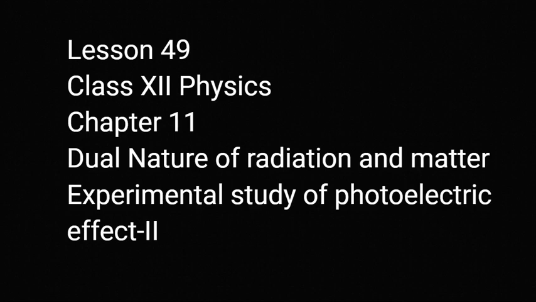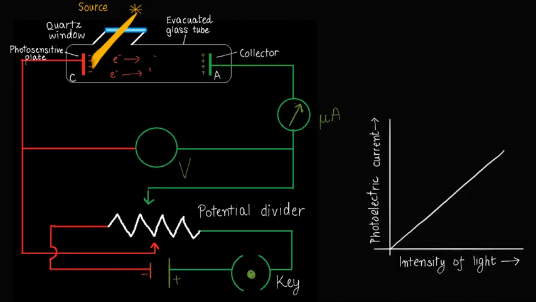In this lesson, we'll study the remaining experimental effects of the photoelectric effect. In our previous class, I showed that if light of some intensity falls on this cathode, photoelectrons are generated. The more the intensity, the more the photoelectrons, and the more current is detected. So I have drawn a graph here. If I increase the intensity, the photoelectric current also increases, so we get a linear graph.